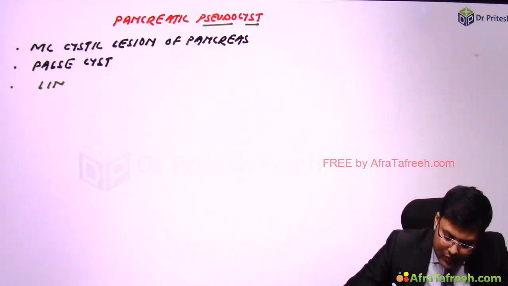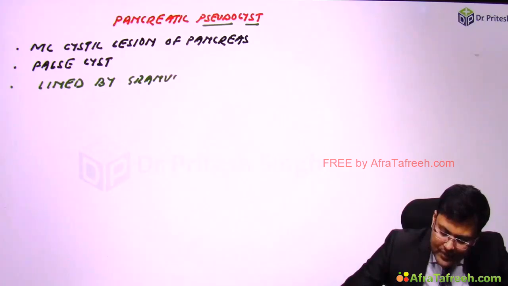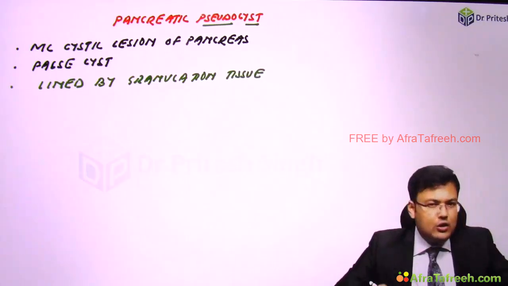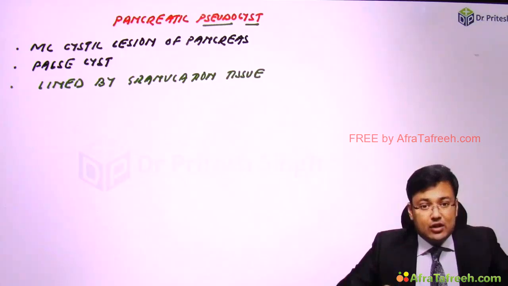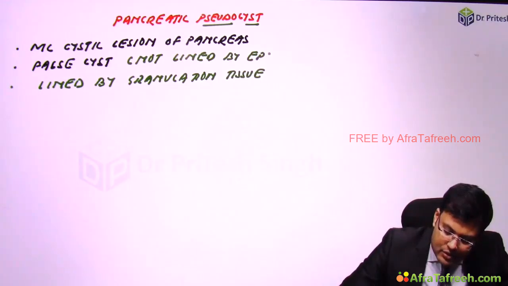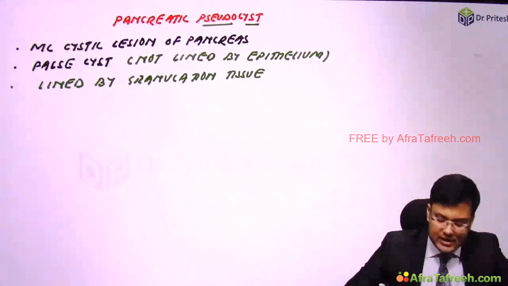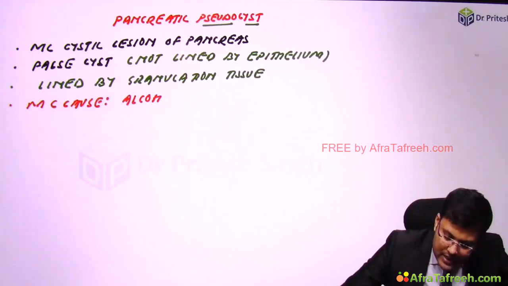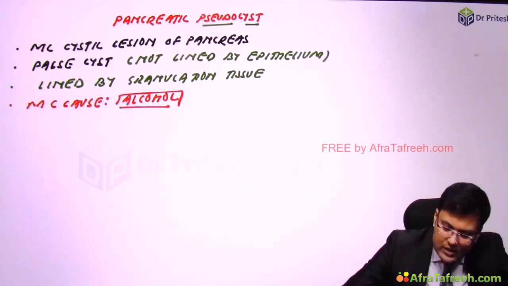Why is it a false cyst? Because it's lined by granulation tissue. Generally, a true cyst is lined by epithelium. So it's not lined by epithelium, that's why it's a false cyst, and actually it is lined by granulation tissue. Question: what's the most common cause of pseudocyst? The most common cause is alcohol.